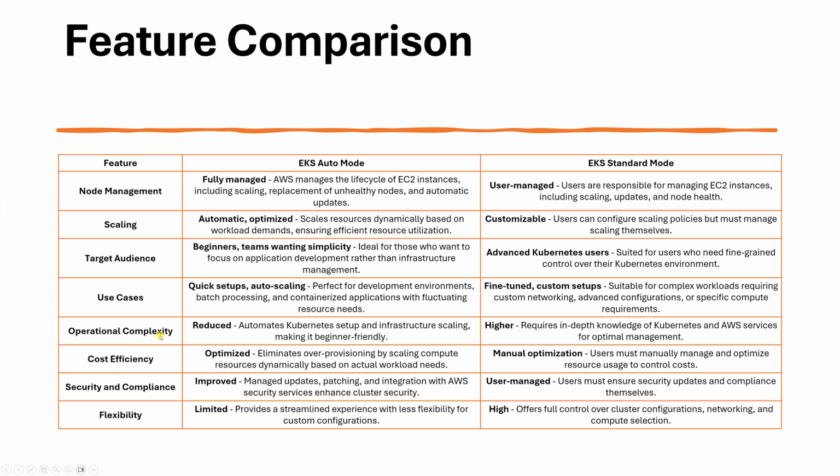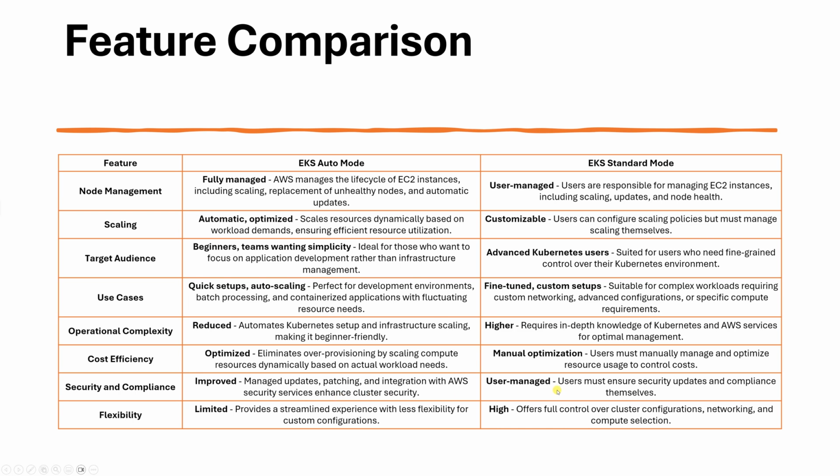Operational complexity is completely reduced, whereas in EKS standard mode it is still higher at the moment. Cost efficiency is completely optimized, with a focus on cost. If I terminate, all the nodes are automatically removed from the cluster, whereas this is a manual operation in standard mode. We normally worry about problems when we remove nodes from the node groups. Security and compliance are much improved. They have managed updates and patching integrated with AWS, and security surveillance is enhanced with cluster security.